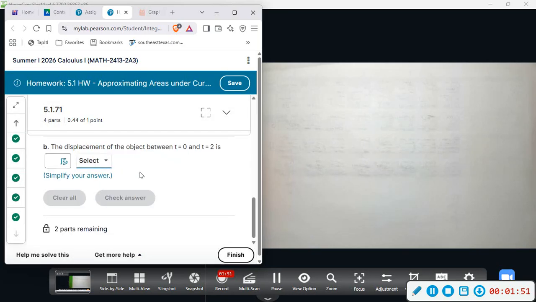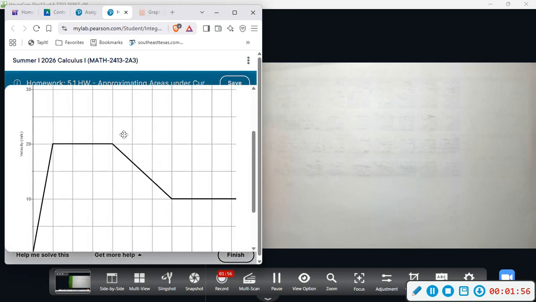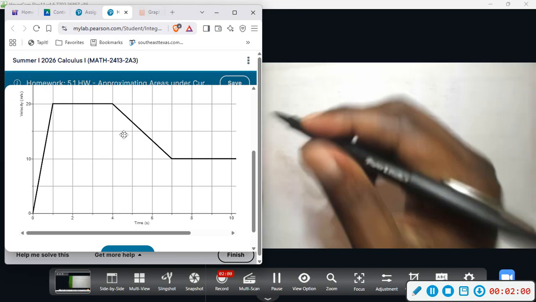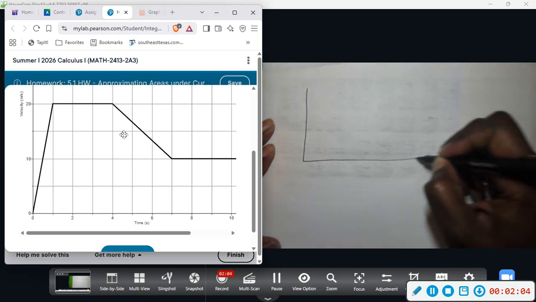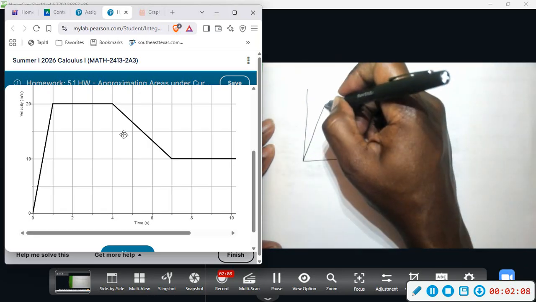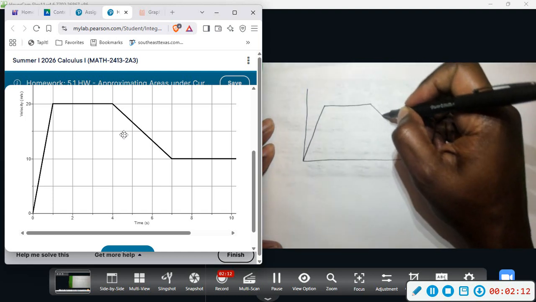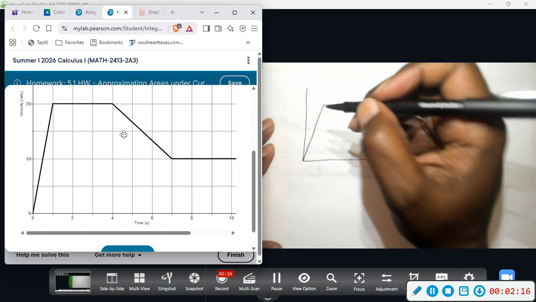All right, now we're going to find the displacement. So I'm going to sketch this image and then we'll be able to draw out the shapes and see what's going on. So, coordinate grid, we are increasing, and then we stay flat, start decreasing, and then we stay flat. Now, not exact, but it's going to be close enough.